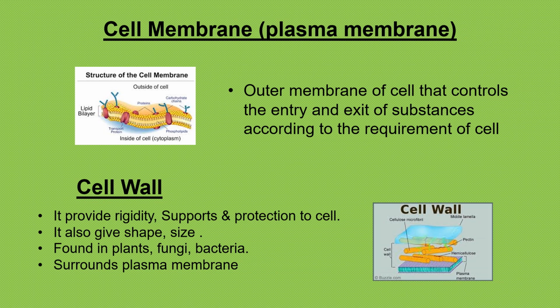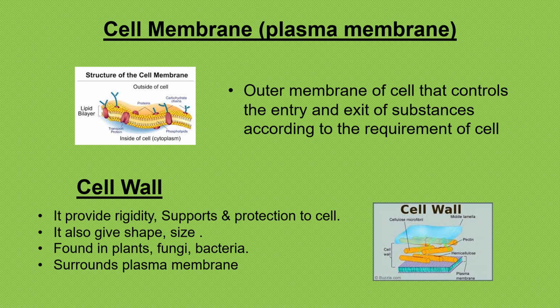A cell can be divided into three major aspects: the outer covering as cell membrane, the inner cytoplasm, and the nucleus. First, let us see about the cell membrane, which is also called the plasma membrane. It is the outer membrane of the cell that controls the entry and the exit of substances according to the requirement of the cell.